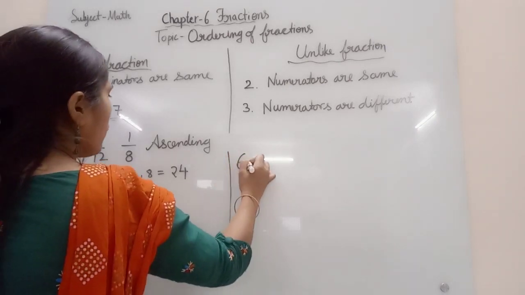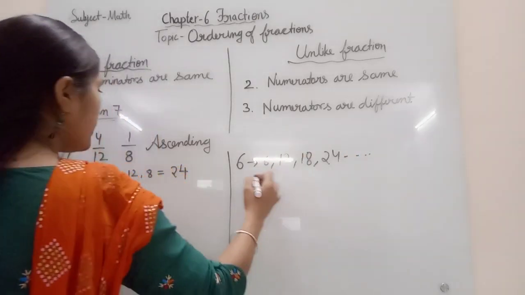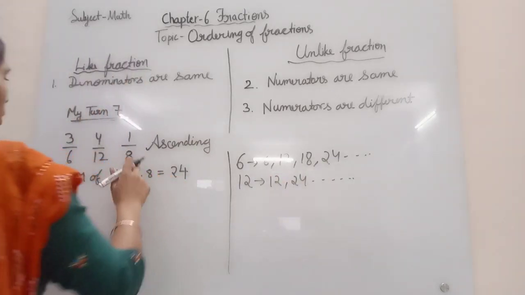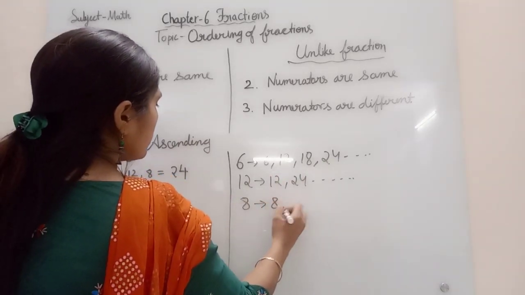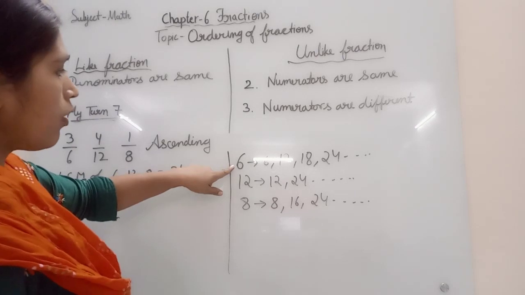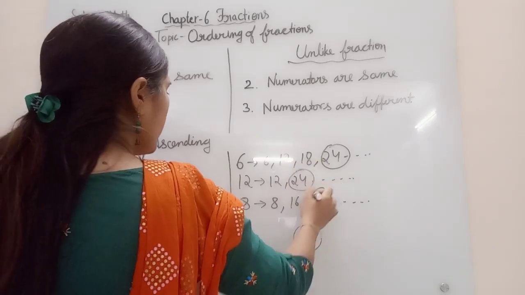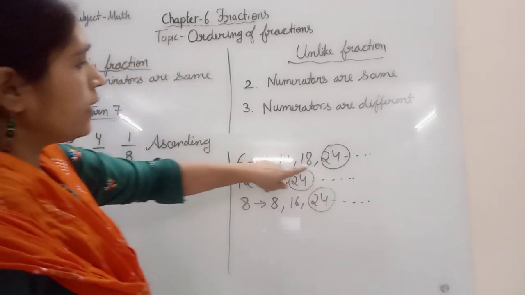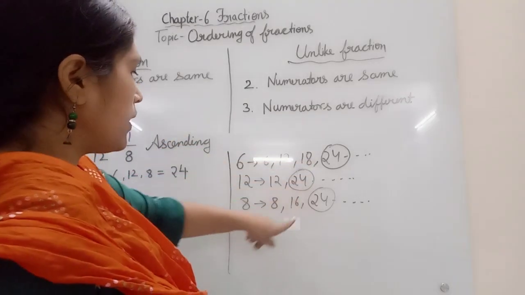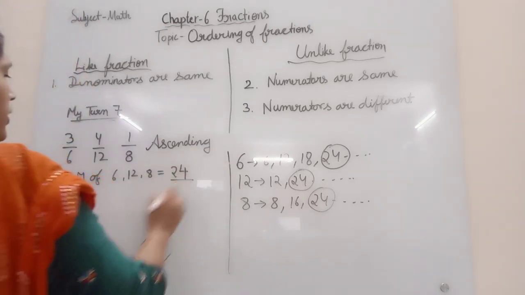So I am writing the table of 6. I am writing the table of 12. I am writing the table of 8. Now see here, what is the minimum number? First let's see the common numbers. 24 is common here and here also. So 24 is the least common multiple, the smallest common number coming in the tables of 3, 6, 12 and 8. So our LCM will be 24 here.